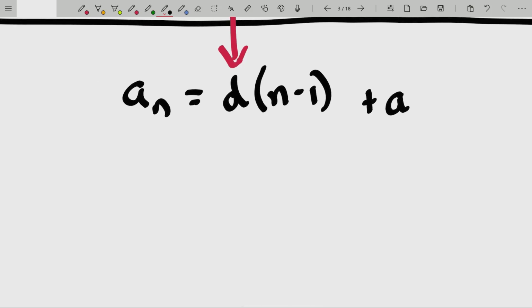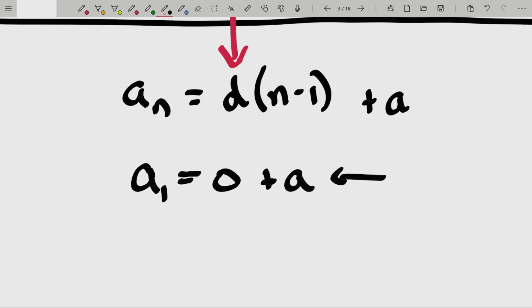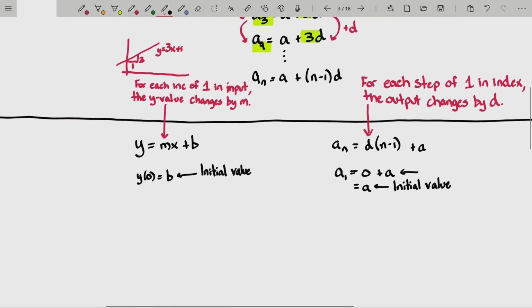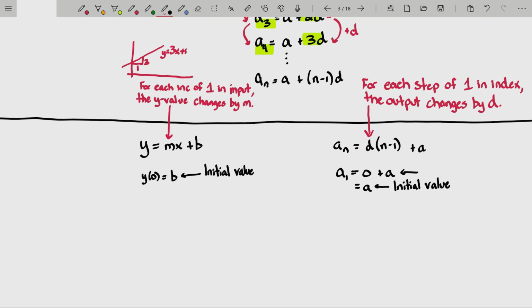However, if you're plugging in 1, which is our initial value, you will get a, right? Because if you plug in 1, you get 1 minus 1 there. So you get a. A is, again, what we would consider to be the initial value. So everything's lining up very nicely to showcase that, yes, arithmetic sequences are just like linear functions. The strong difference between them is this. One has an x and one has an n minus 1.